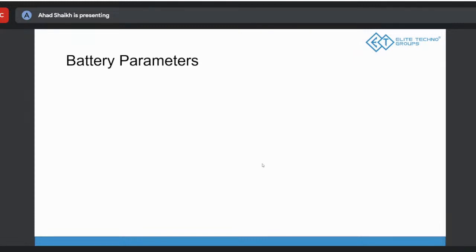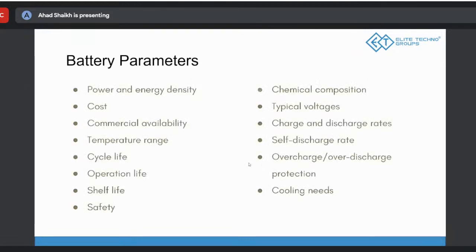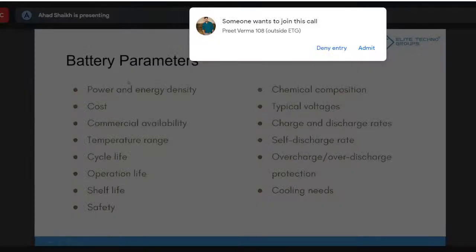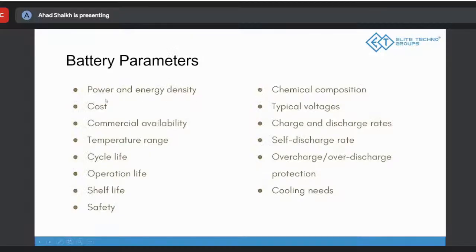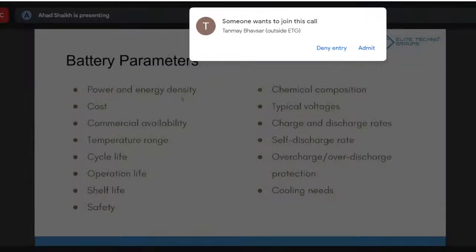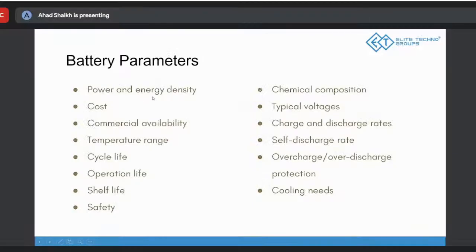So let's have a look at exactly what the different parameters of a battery are. Firstly, there are the power and energy density. So how much energy or charge does a battery store per volume or per liter? That's what we can consider as energy density. Do you know what the energy per unit volume or energy per unit weight is called exactly? There are certain terms, if you know.